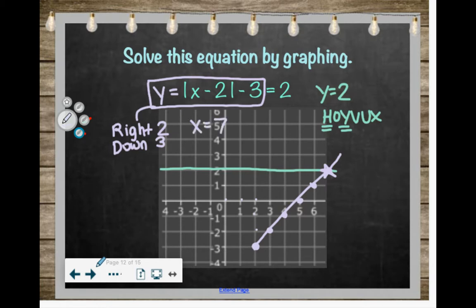And then the other answer is if I go up 1, left 1. It's going to cross again at negative 3. Okay, and I'm going to save the inequalities for another class.